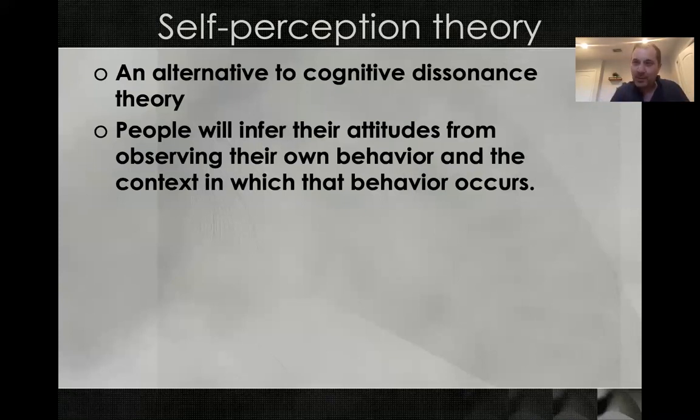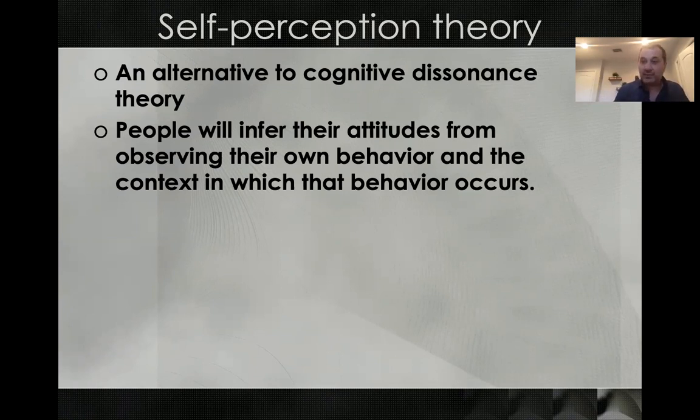What had happened up until this point is that all of these cognitive dissonance studies had been conducted, but no one had actually measured whether people experienced this physiological arousal. So when Bem came along with self-perception theory, he said, look, I can explain these findings and I don't have to assume that people experience physiological arousal. I can explain all the effects without assuming that.